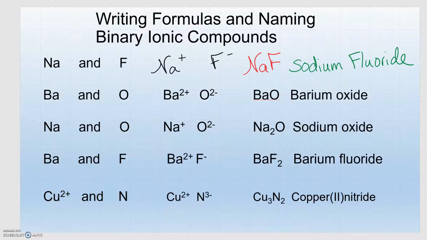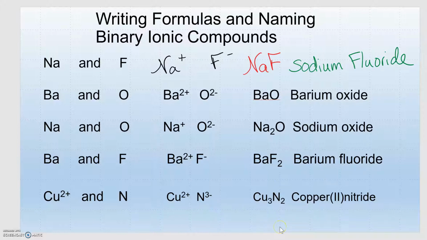In these two examples, we've got cations, or metals, that have a 2+ charge. So the copper is a 2+, and the barium is a 2+. The barium is combined with fluorine, which is a -1 charge. So we need 2 fluorines to make this a neutral compound. And this is named simply barium. That's the name of the metal. And then we drop the suffix and add the IDE.